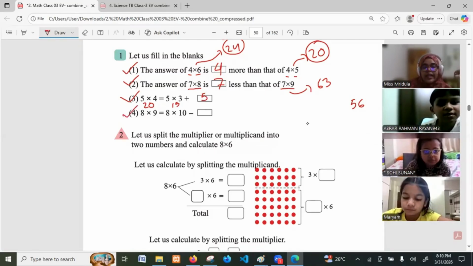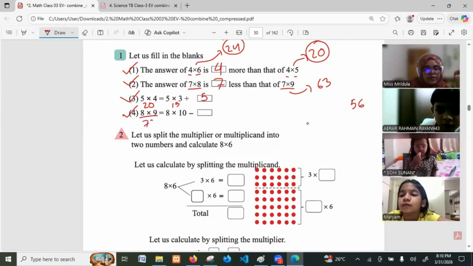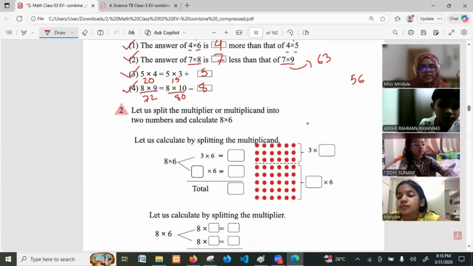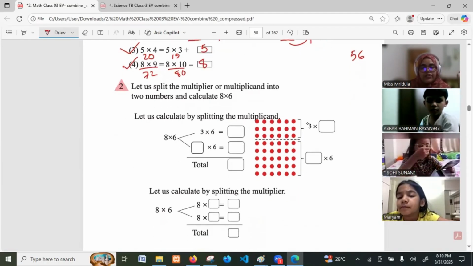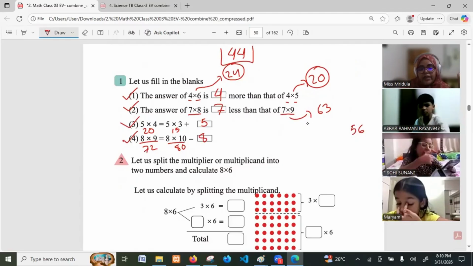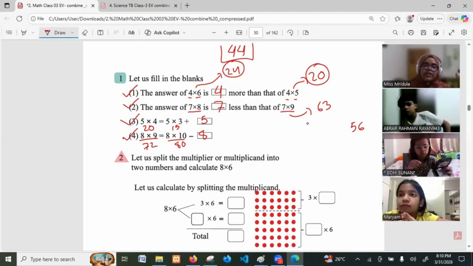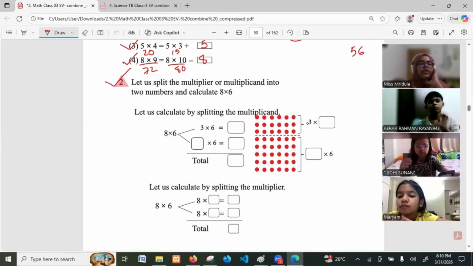Okay, the last one. 8 times 9 is equal to 8 times 10 minus? 8. Very good. Because it was 9 eights and here it was 10 eights. So we need to reduce 1 eight from there to make them equal. Okay, so it was not that complicated. You just need to figure it out, maybe by looking at the multiplicand and multiplier, or maybe by doing the multiplication and then subtracting. Okay, let's move on to the second one.